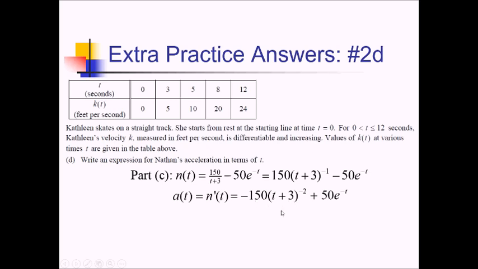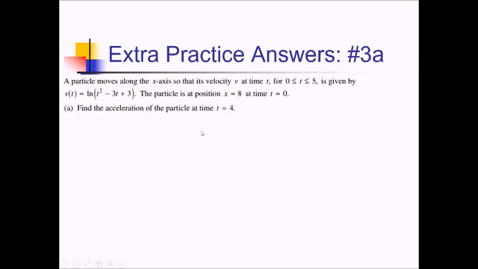Looks like I'm done. For this calculator-based free response problem, we have a particle moving along the x-axis with a velocity given along the interval from 0 to 5 for time by this v of t function here. And we know the particle position is x equals 8 at time 0. Okay, so given that setup, our first task is just to find the acceleration of our particle at time 4.